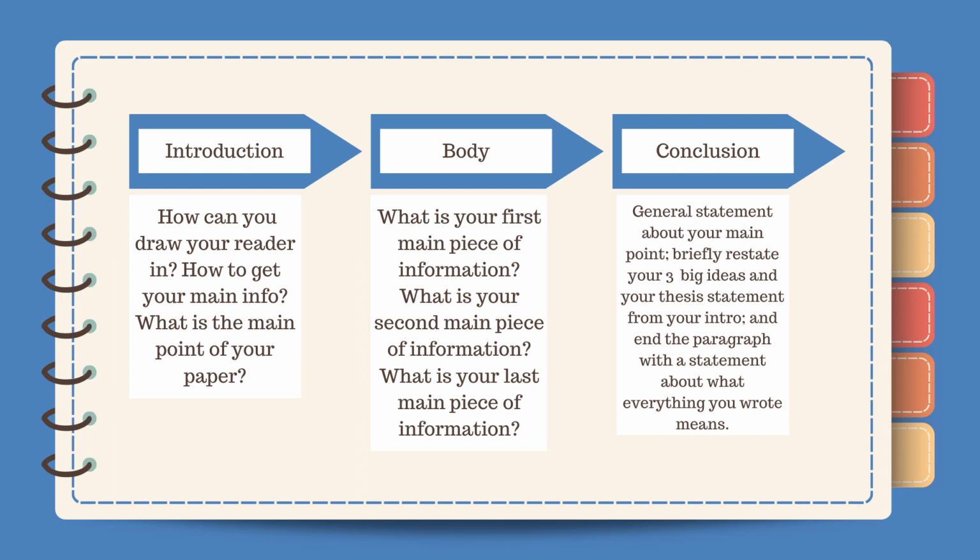For the body, we have here supporting sentences 1, 2, and 3. What is your first main piece of information? Support the main piece of information with details. What about your second main piece of information? Support the main piece of information with details as well. And lastly, what is your last main piece of information? Support the main piece of information with details.